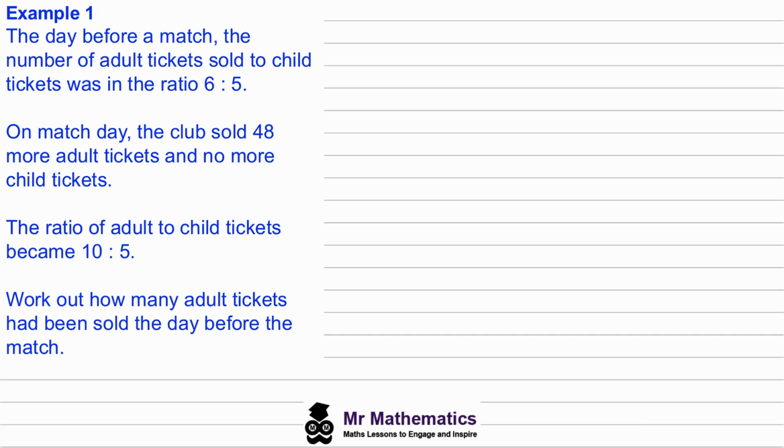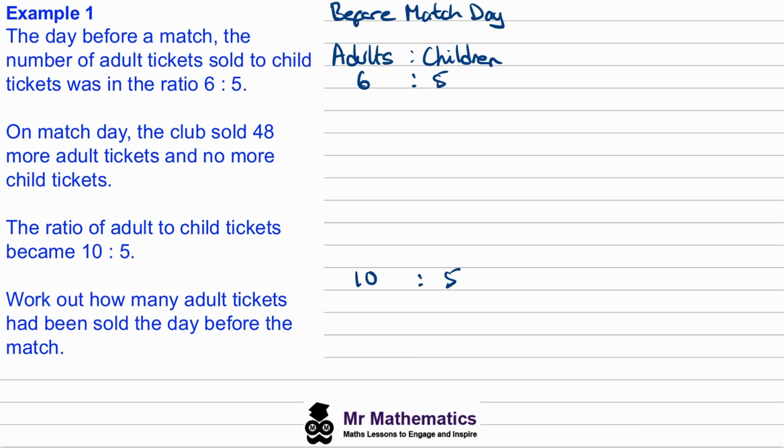So the first thing we'll do is write the ratio before Match Day. The ratio of adults to children was 6:5. And then on Match Day, we get the ratio 10:5. So if you imagine that we sold 11 tickets in total, we would have 6 adults and 5 children. If we sold 22 tickets in total, this would break down to 12:10. If we sold 33 tickets, this would break down to 18:15. So a total number of tickets will always break down to the ratio 6:5.